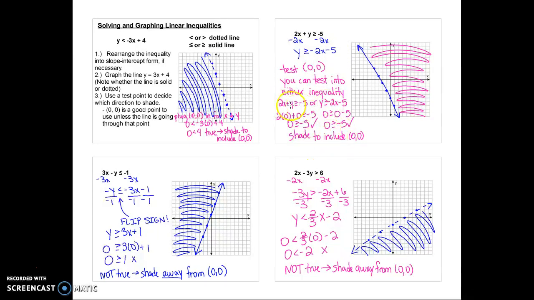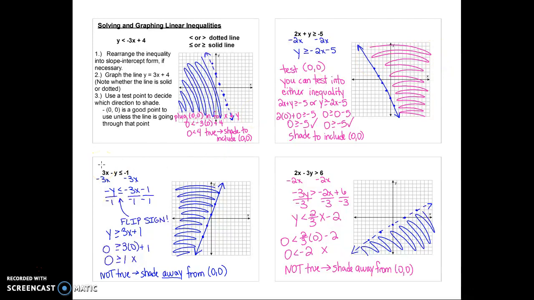So in the original, I would have 2 times 0 plus 0 is greater than or equal to -5. 0 is actually bigger than or equal to -5. So my test point tested true, which means everything else that's on the same side of this line as the test point is also a solution. So any of these points above the line could be a solution to this inequality. Okay? All right, 2 more examples.